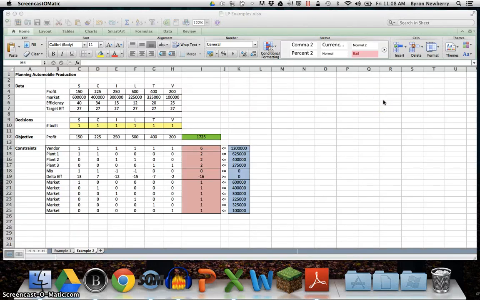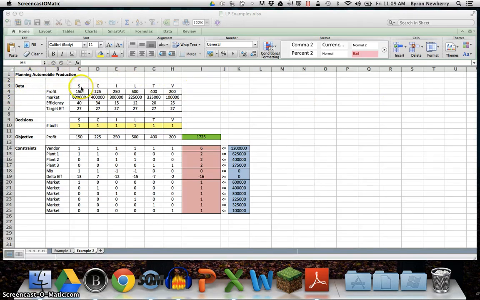Hello again. This brief video will look at our second example for linear programming in Excel. Now this is a more complicated spreadsheet, but it follows the same pattern as our first example, which is much more simple. What I have at the top of this spreadsheet is the data as given in the problem.